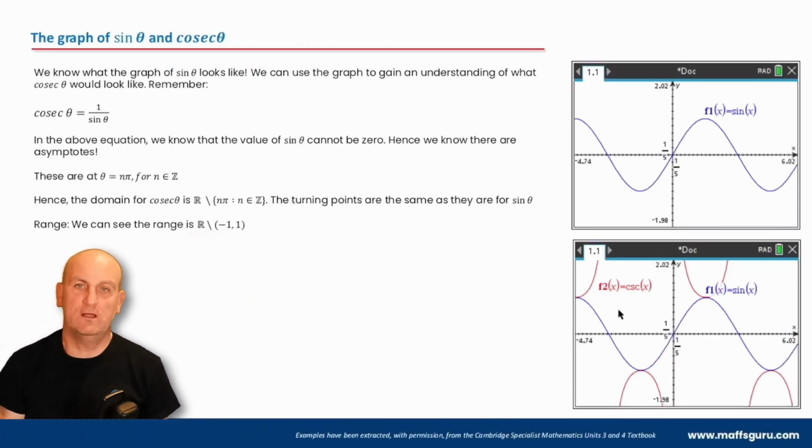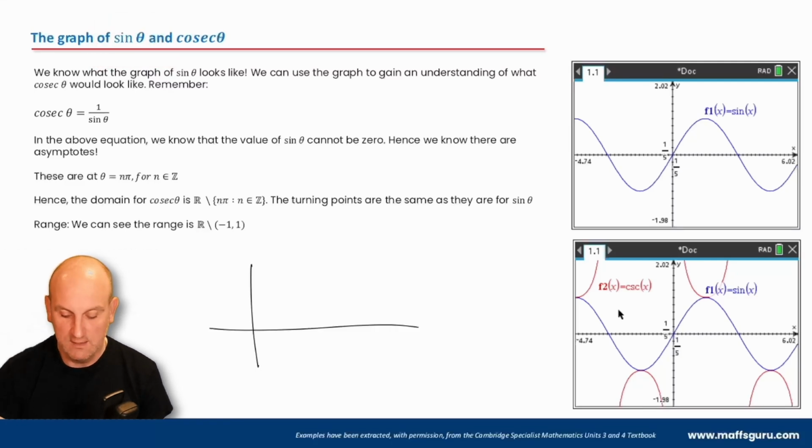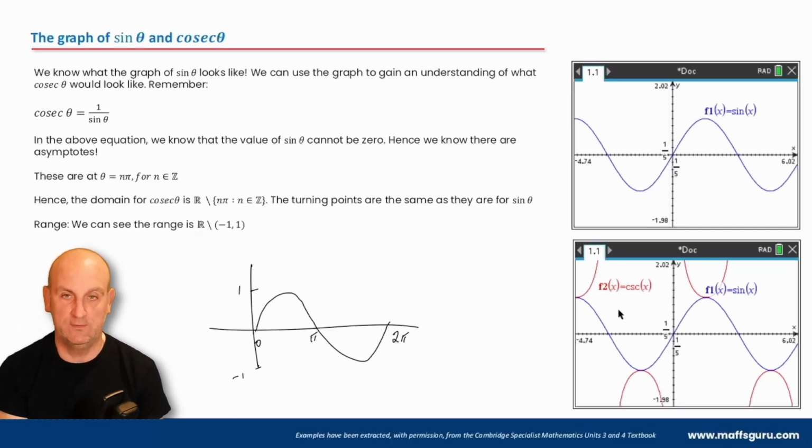So let's start with the graphs of sine theta and cosec theta. Now, obviously, sine and cosec are reciprocals of each other. And the way I tend to teach this is I always start from the base function. I know what a sine curve looks like. So if I draw a very quick sine curve, there we go. We know that's 0, we know that's pi, and we know that's 2 pi, with a maximum of 1 and a minimum of -1. Everyone knows that. Everyone should be able to start with that.